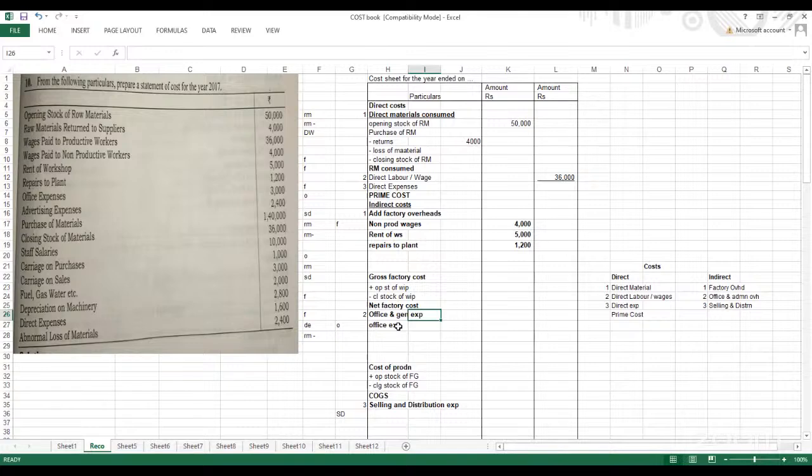First I'll cover all RM items. Where have we reached now? Returns are done. Then look at the marking with RM. Purchase of raw material is there, 36,000. No, 1,40,000. Sorry, 1,40,000. Then RM is closing stock of raw material, 36,000.